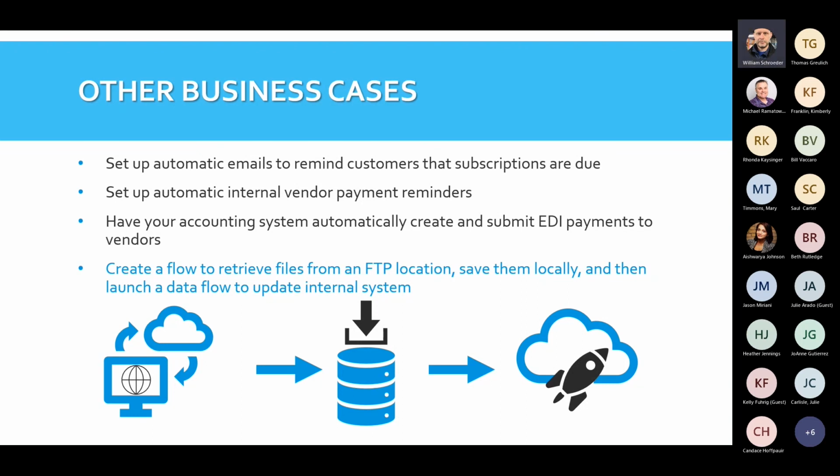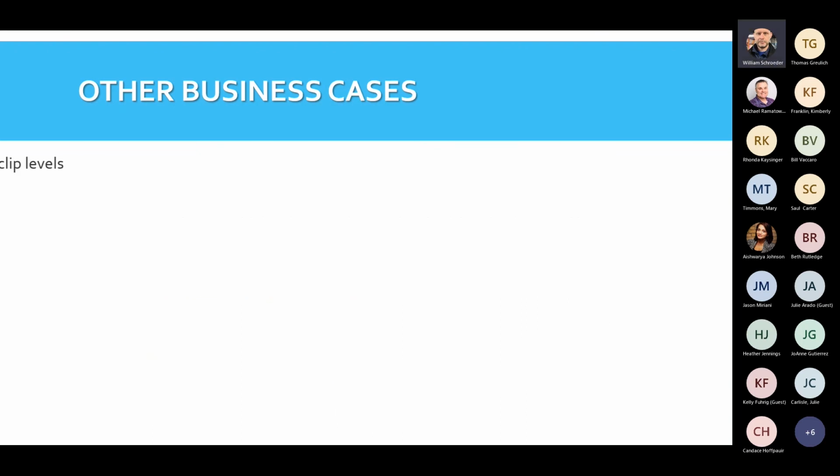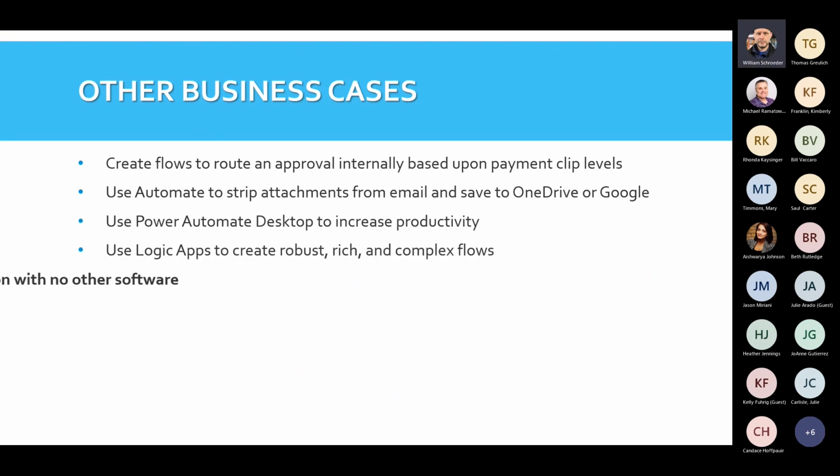So, a couple more slides here. Maybe you want to route approval internally based upon clip levels, workflow approval levels. Or you want to use Automate to strip attachments from emails and save them to, say, OneDrive automatically. That's actually fairly easy to do with Automate. I haven't talked about this yet, but there's a Power Automate desktop as well to help automate your rote processes you run on a daily basis on your machine. That's part of the Power Platform as well.